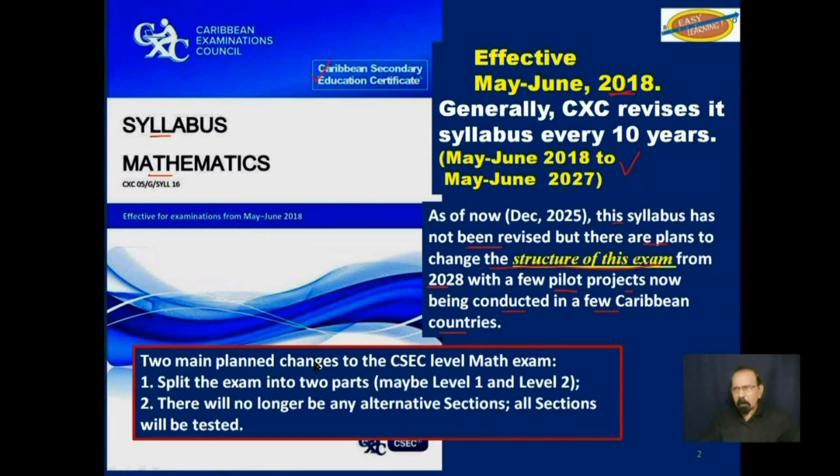The two main planned changes are: one, split the exam into two parts, and two, there will no longer be any alternative sections. All sections will be tested.